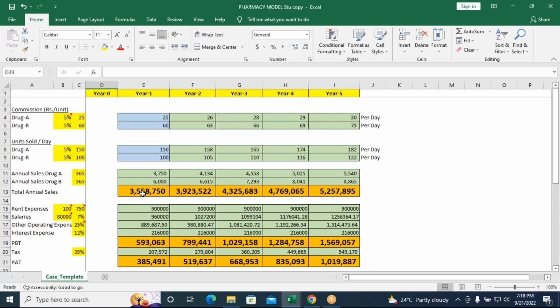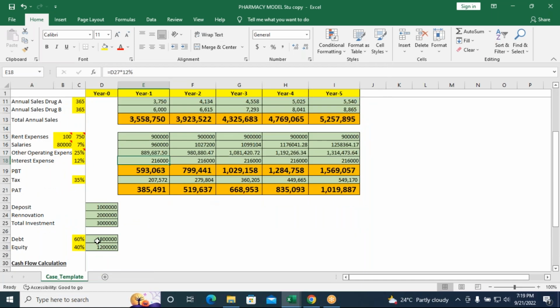On the annual sales, that is 3 crore 55 lakhs, 35 lakh 58,000, we have taken the tax rate of 25%. This one you are asking, right? It is annual sales into 25%. The interest expense is on the debt amount, that is 1 crore 80 lakh that I had taken as the debt amount. On that I am paying interest of 12%.